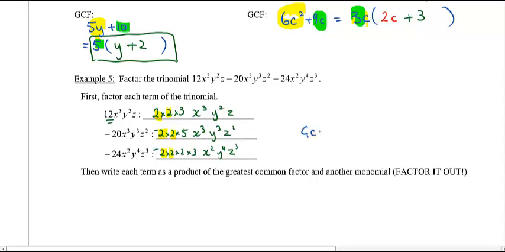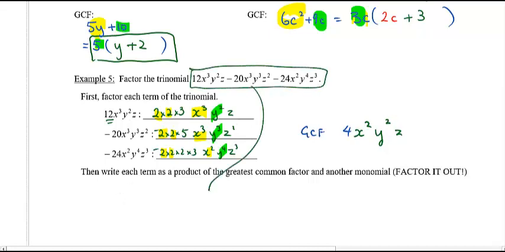So the GCF, 4. Now think about the x terms. X cubed, x squared. So the greatest common factor there must be, that's right, x squared. Noticing the y's, y squared, y cubed, y to the 4th. The greatest common factor is probably, yeah, y squared. And z squared, z cubed. I think that's just a z. So really what I should be doing is taking this now and factoring out 4x squared, y squared, z.